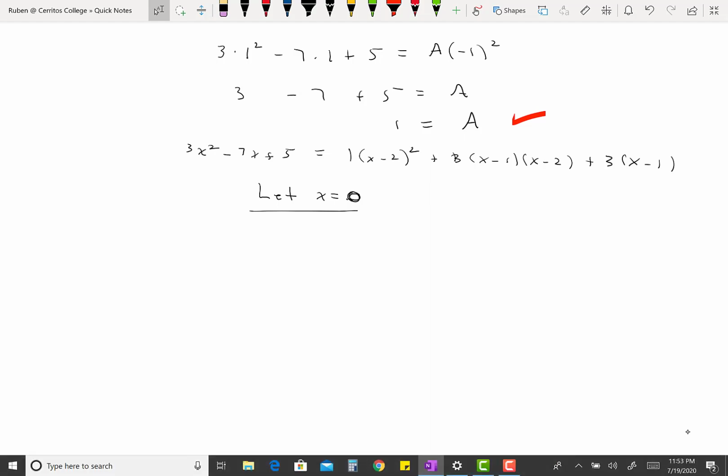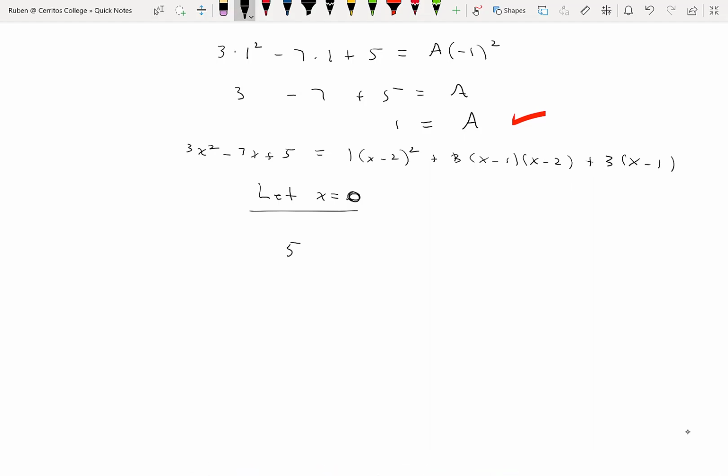So if I let x equal 0, on the left-hand side I get 5 equals, then on the right-hand side I get negative 2 squared, plus b times negative 1 times negative 2. I keep wanting to let x equal 2 for some reason. And again, I'm letting x equal 0, so plus 3 times negative 1, and I can solve for b.